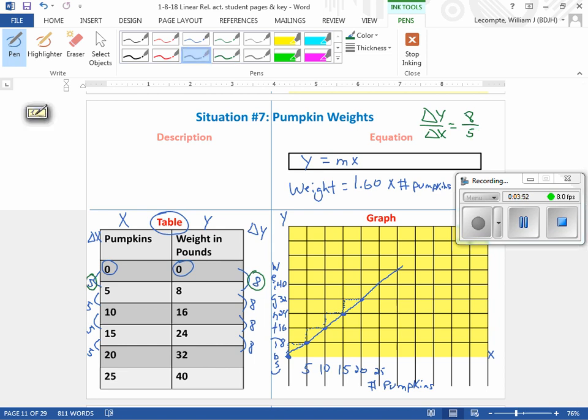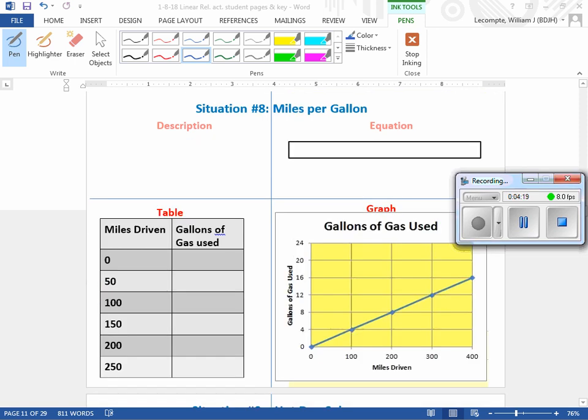And our description is that each pumpkin weighs 1 3/5 pounds, or 1.6 pounds. I believe I answered number 8 in class. We're going to go through this pretty quickly.